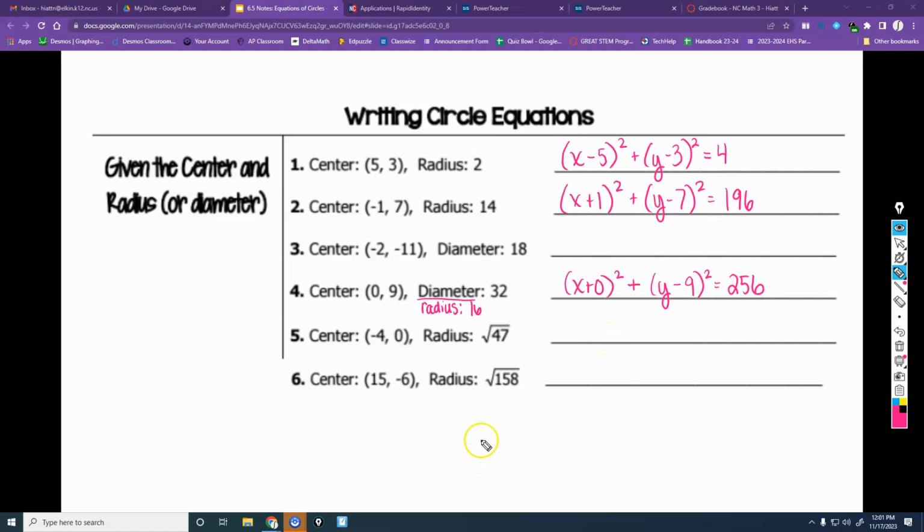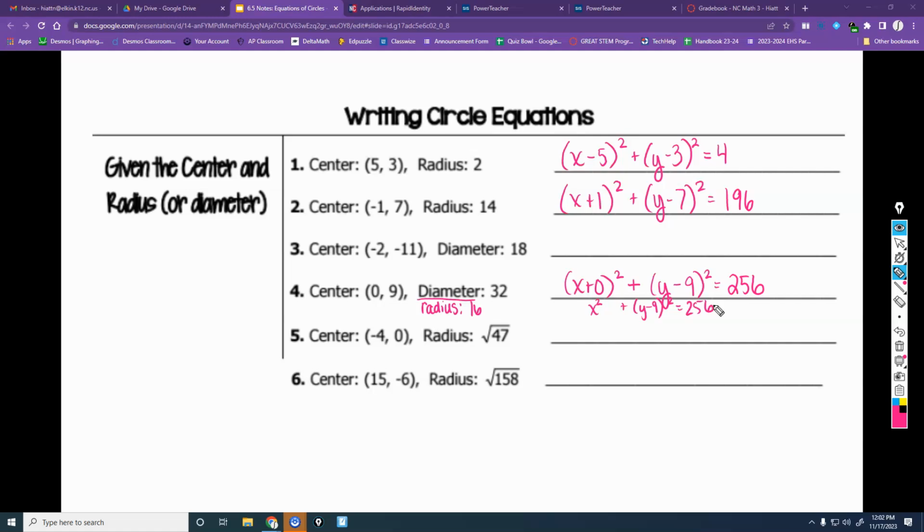And you're probably going to see this. You could see that as x minus 0, but what you're probably going to see is just x squared plus y minus 9 squared equals 256. Because x plus 0 is just x, which is an x squared. So as far as like multiple choice goes, they're not usually going to put that plus 0 right there. Everybody okay so far?